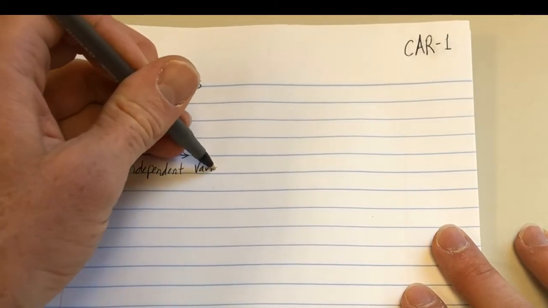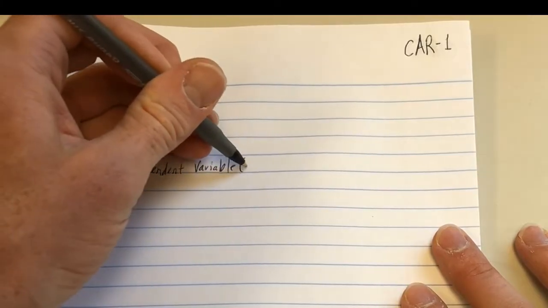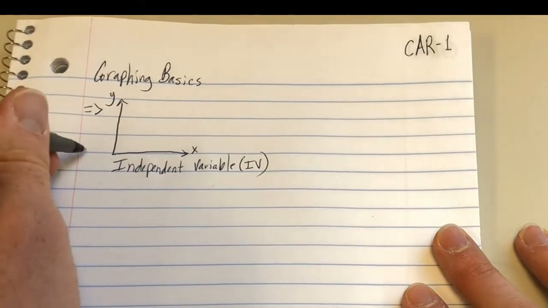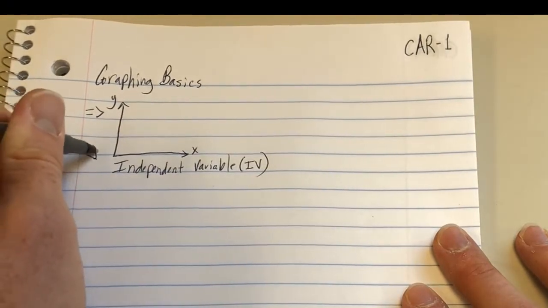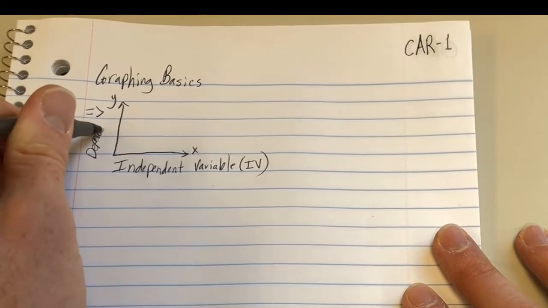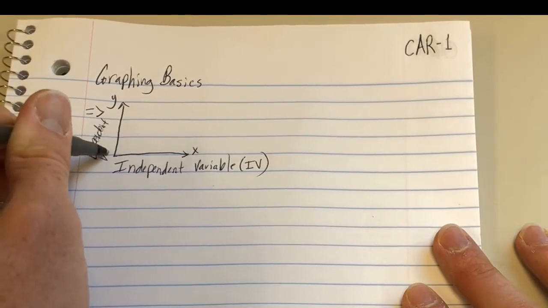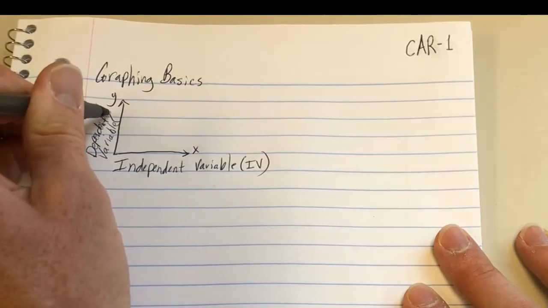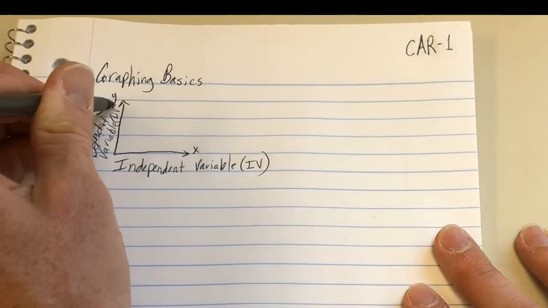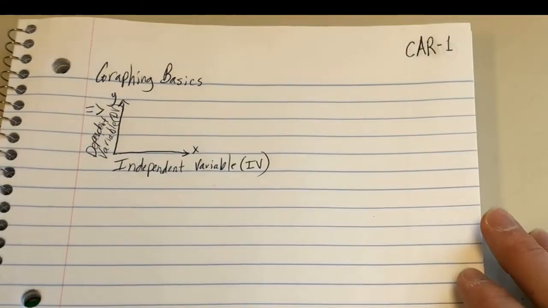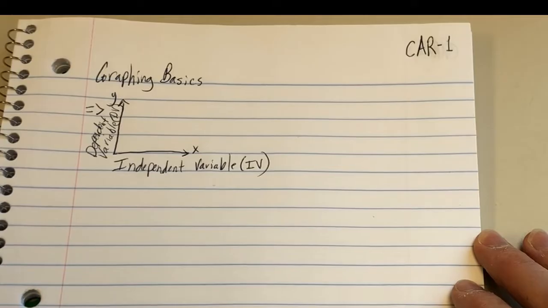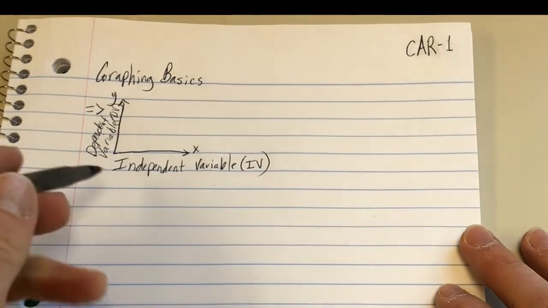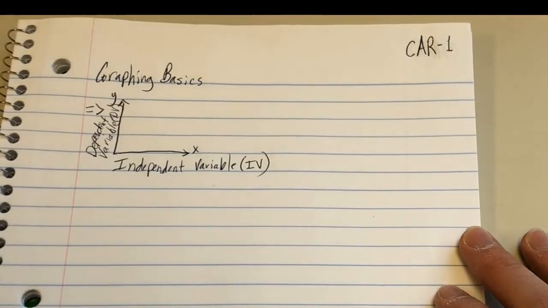variable on the x-axis. This is the variable that's being purposely changed. And then we put our dependent variable on our y-axis. Okay, that's the thing that we are going to be recording, or we're going to be collecting data on, the thing that is going to be responding to the change of the independent variable.